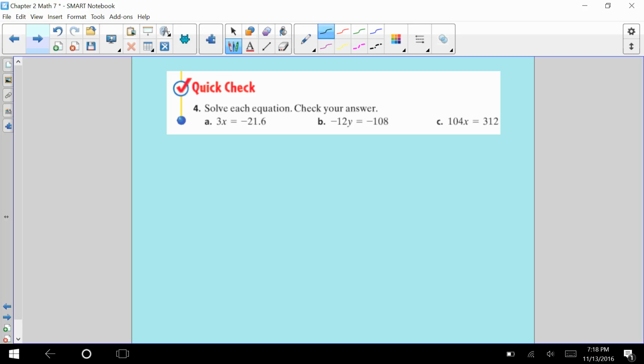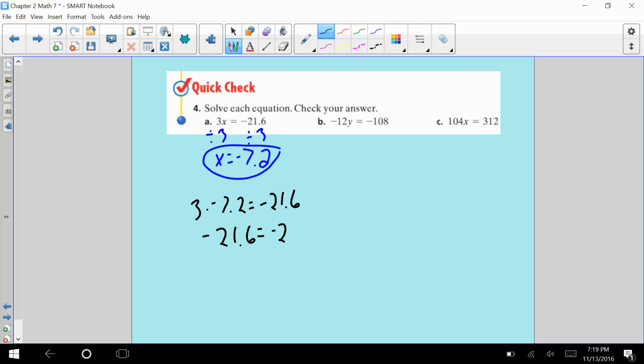You have 3 more to try. 3x equals negative 21.6, negative 12y equals negative 108, and 104x equals 312. For the first one, you should divide both sides by 3. You should get x equals negative 7.2. When we check our answer, we take 3 times negative 7.2. Does that equal negative 21.6? Well, it sure does when I plug it in a calculator, so it checks out.